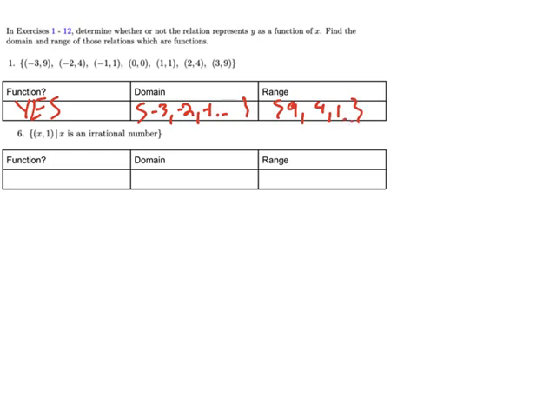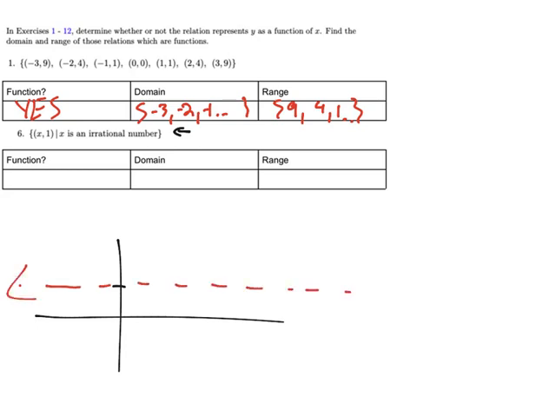Up next, we've got x is an irrational number, so remember how to read this. This is the set of all points (x, 1) such that x is an irrational number. If we think about this graphically, the output is always 1. So any irrational number is going to follow along this horizontal line, and it's not going to output two values because we only have one possible output, which is 1. And so yes, this is a function.